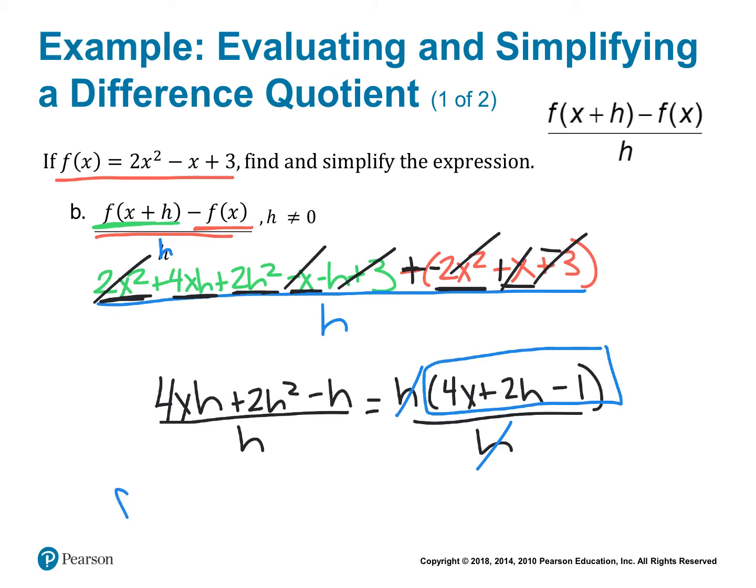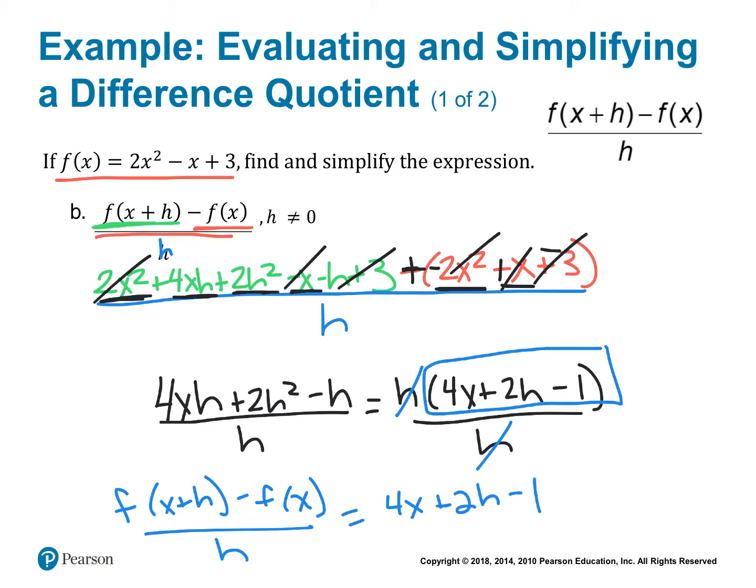So my difference quotient, all that work came out to 4x plus 2h minus 1. So it's really not too bad. It's just a lot of plugging in and replacing and doing distributive property, and then things should start canceling out for you.